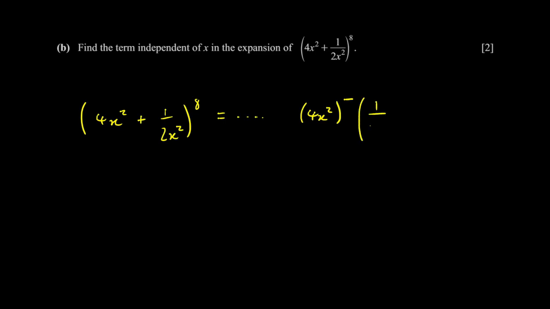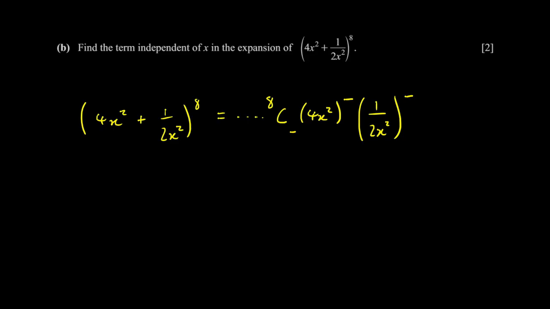Find the term independent of x in this expansion. What does independent of x mean? It means that there is no x value. Okay, so it's just going to be a constant term. So let's try to examine how that's going to work. So we've got 4x squared plus 1 upon 2x squared to the power of 8. What is every single term in this expansion going to look like? It's going to be a 4x squared to some power times by a 1 upon 2x squared to another power, and then with a coefficient of 8c something.